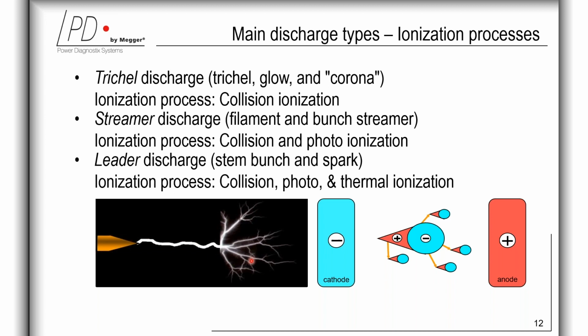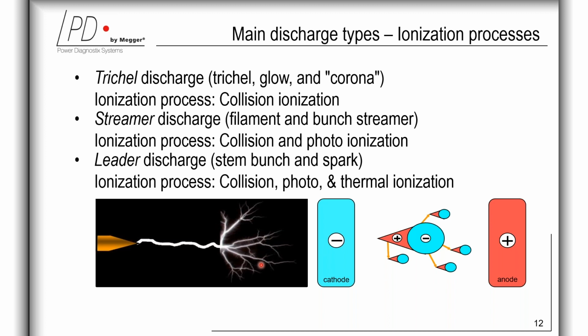The next escalation in the gas discharge process is the thermal ionization. In case the temperature in the discharge channel gets high enough so that it causes the thermal ionization, then the number of free electrons increases rapidly, and the current in this comparably narrow channel increases very strongly. So again, with a certain current density in the discharge channel, thermal ionization then contributes to the generation of free electrons, and the discharge then changes into the leader discharge, covering the stem bunch and spark-like discharges.